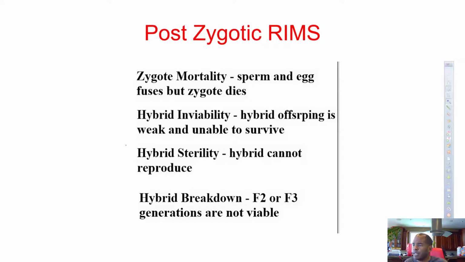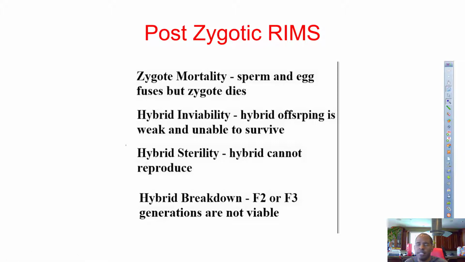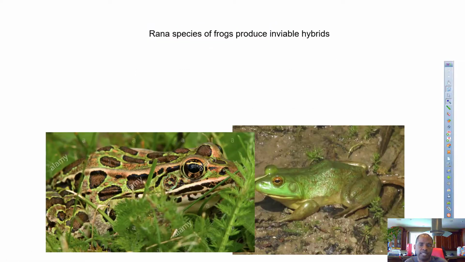The first one is zygote mortality. So when the egg is fertilized by the sperm, it immediately dies. It doesn't have the right proteins, it doesn't have the right messages between the two, and it fertilized and it died immediately.